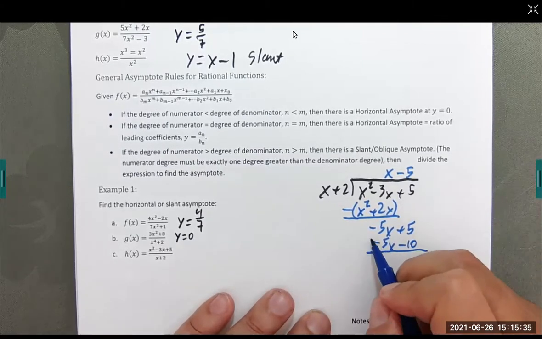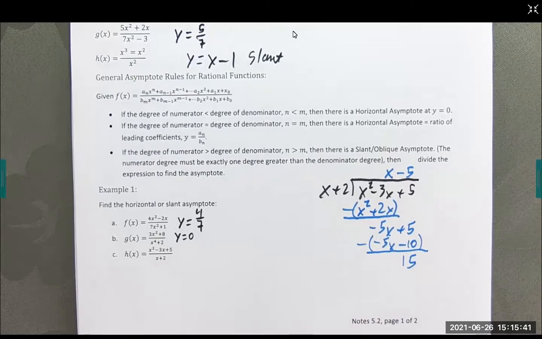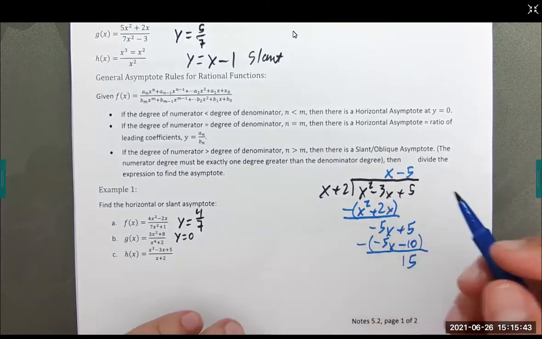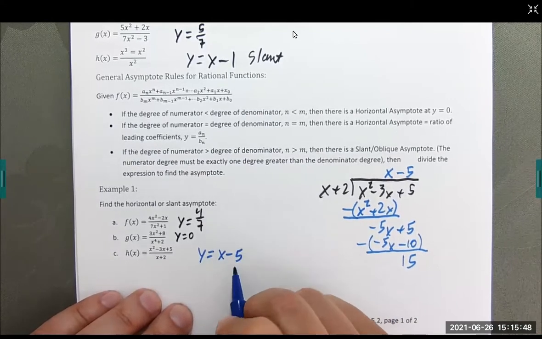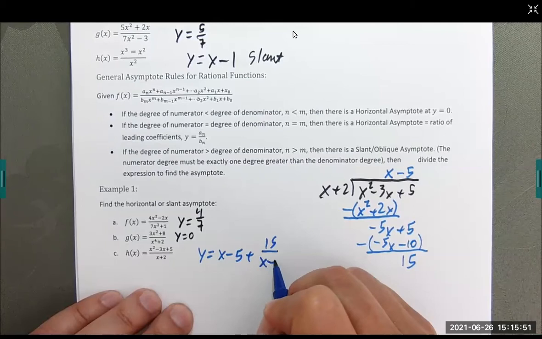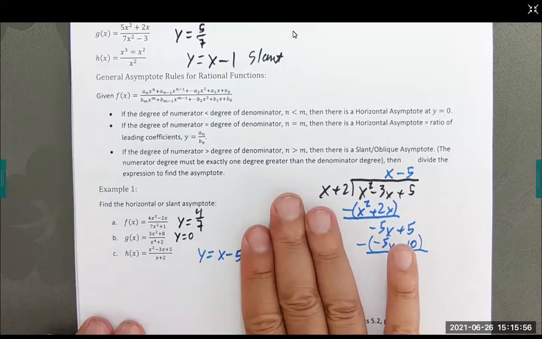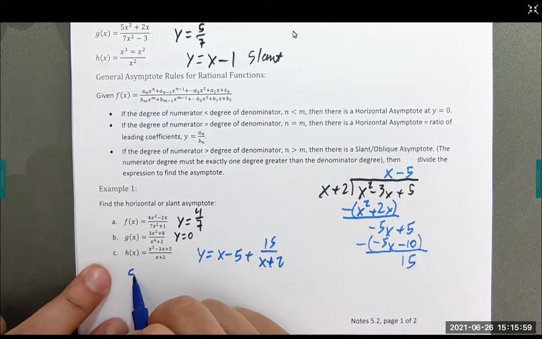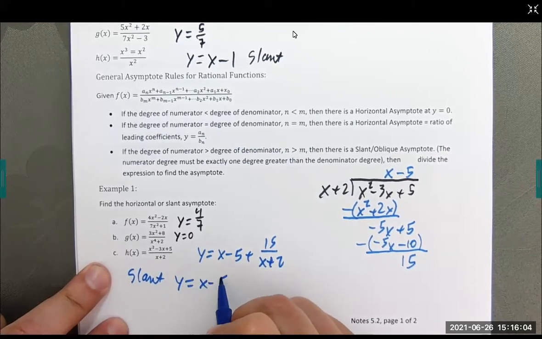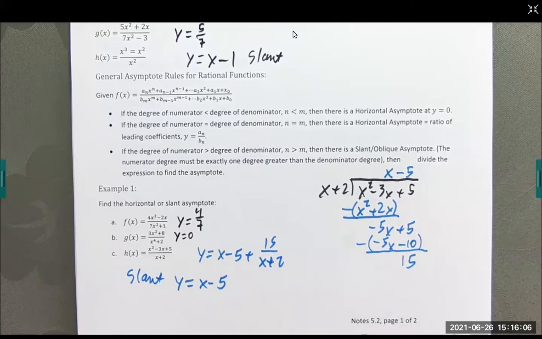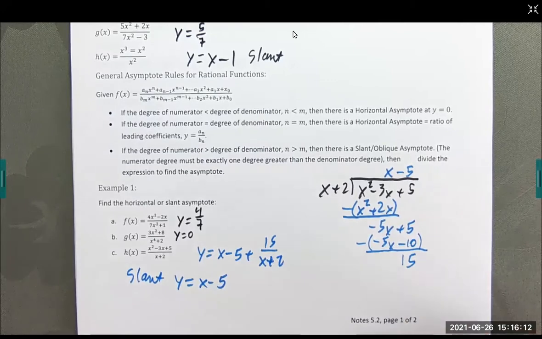Looks like we have here... So here's technically what we're getting: y equals x minus 5 plus 15 over x plus 2. However, as x gets really, really big, that goes to 0. So basically our slant asymptote is at y equals x minus 5. So as x goes to either infinity, that goes to 0 quite quickly. All right, we are moving on.